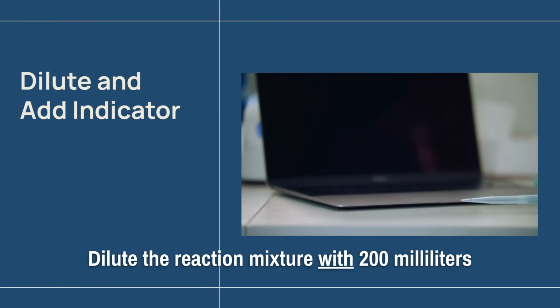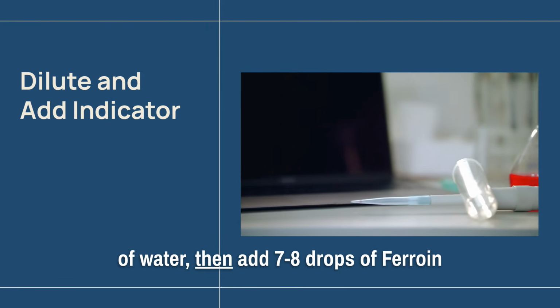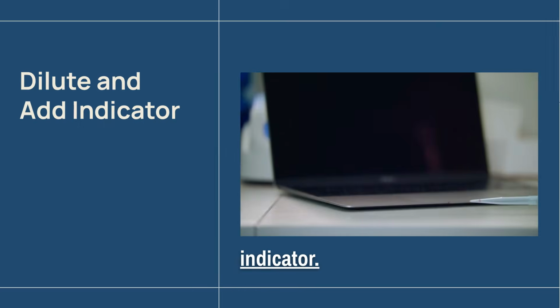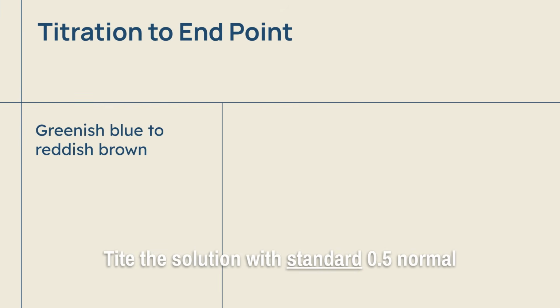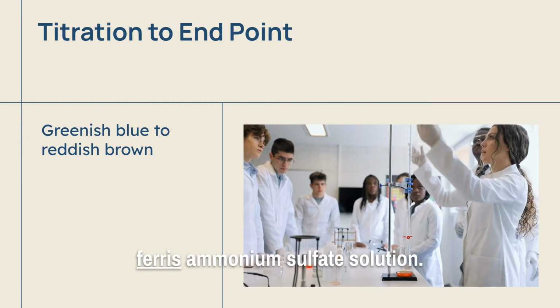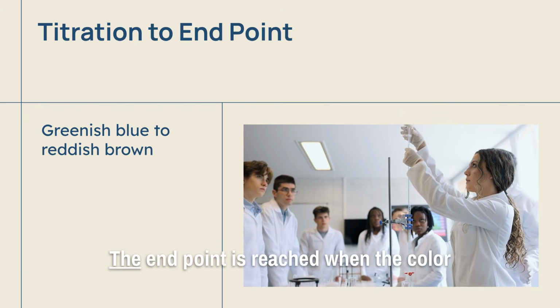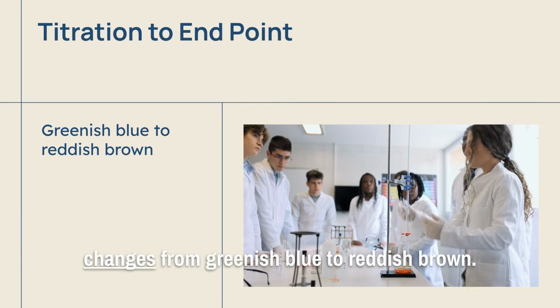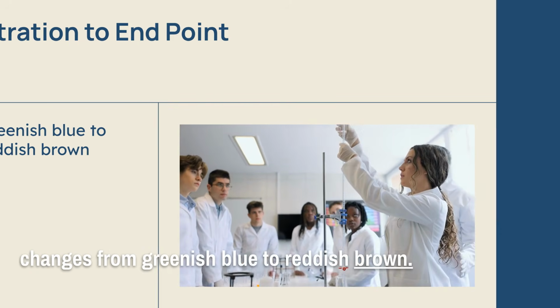Dilute the reaction mixture with 200 milliliters of water, then add 7 to 8 drops of ferroin indicator. Titrate the solution with standard 0.5 normal ferrous ammonium sulfate solution. The endpoint is reached when the color changes from greenish blue to reddish brown.